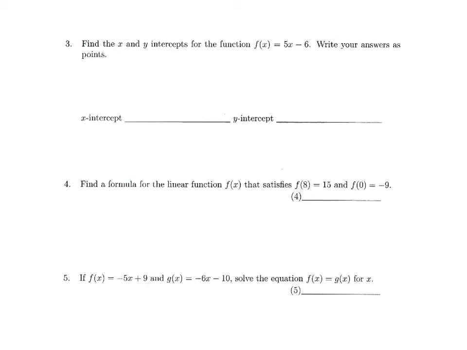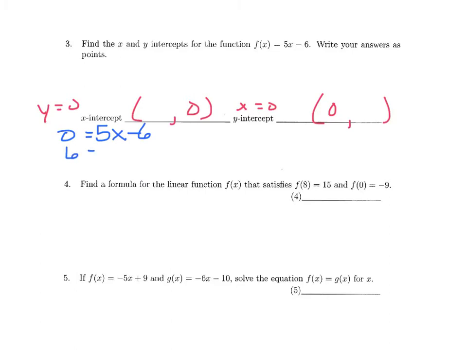For number 3, we're trying to find the x and y intercepts. For an x-intercept, we let y equal 0, so that we're going to have something comma 0. And for the y-intercept, we set x equal to 0, so we get 0 comma something. Let's find that x-intercept. y equals 0, so 0 equals 5x minus 6, add 6 to both sides. Divide both sides by 5, and you get 6 over 5, so 6 over 5 comma 0 is the x-intercept.